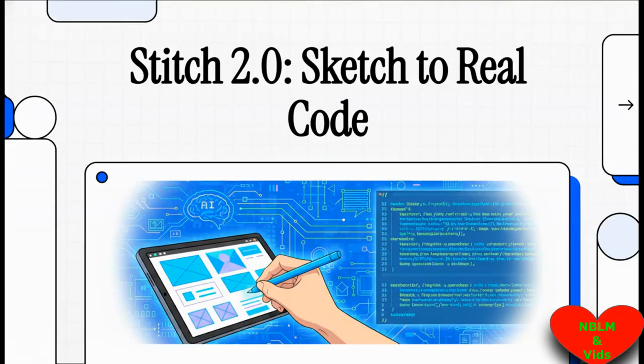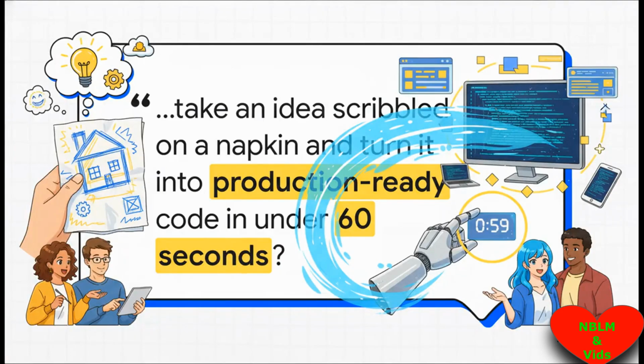What if you could take a rough sketch, something you scribbled on a napkin, and turn it into a fully coded app in under a minute? Well, today, we're digging into Google's Stitch 2.0, a wild new AI tool that promises to do exactly that. I mean, think about it.